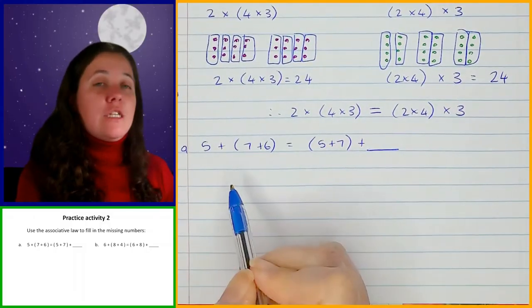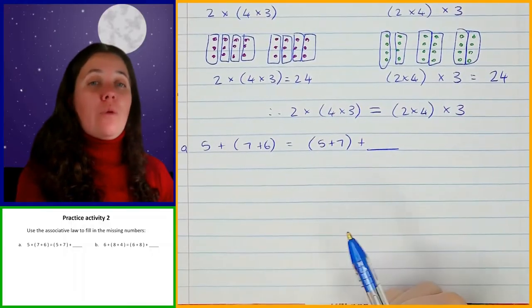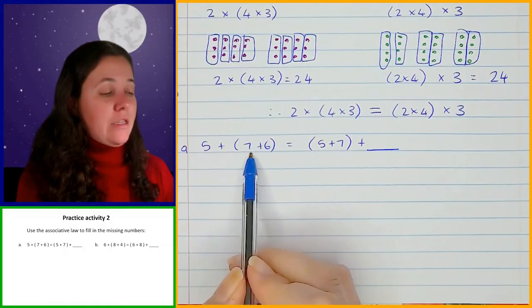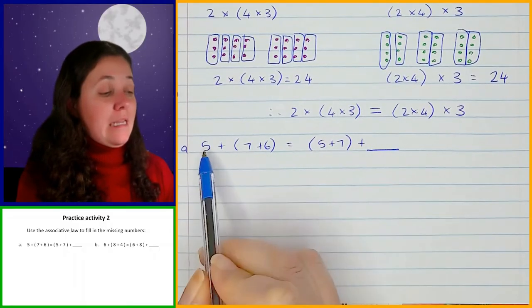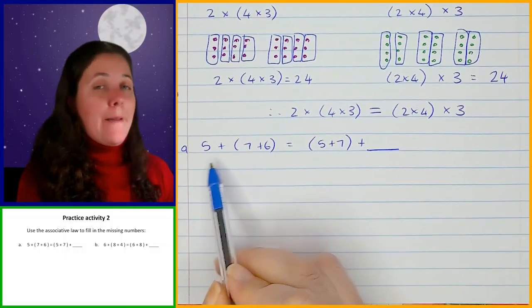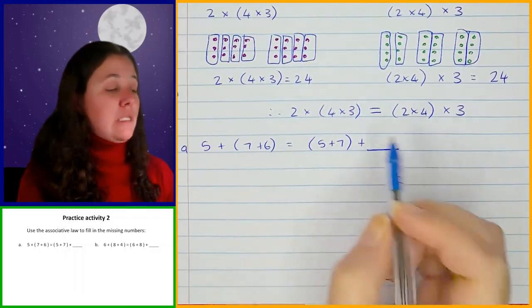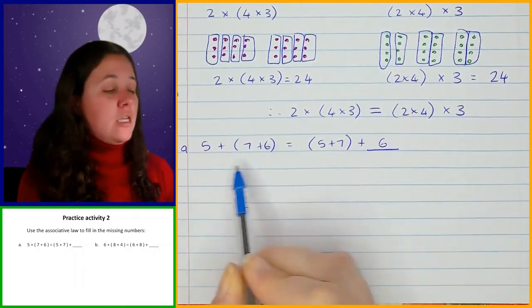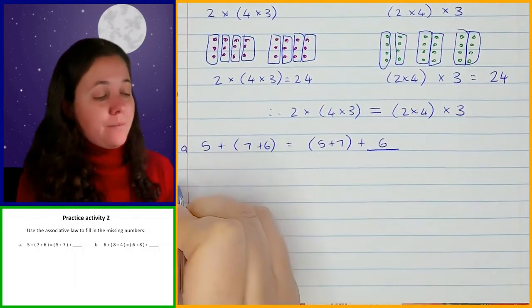So the associative law tells us that we can group things in different ways and it will give us the same result. So over here, I'm grouping the 7 and the 6 together. And over here, I have the 5 separate. Then over here, I've grouped the 5 with the 7, but it should still give me the same result if I still have that 6 over here. It's just grouped differently. So that is what you should have had for A.